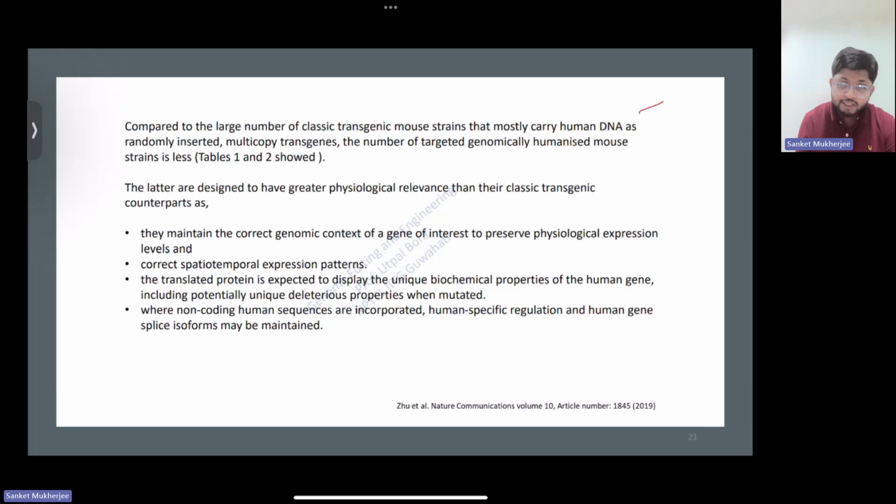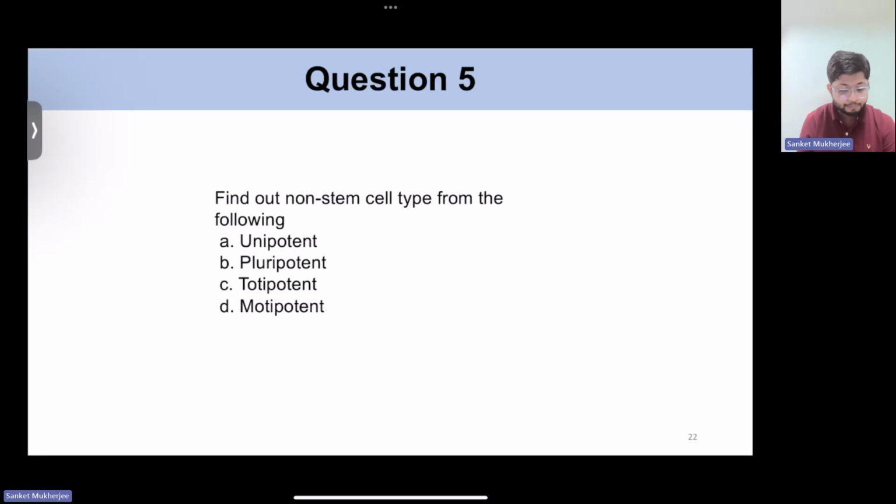Correct spatiotemporal expression patterns. The translated protein is expected to display the unique biochemical properties of the human gene, including potentially unique deleterious properties when mutated. Where non-coding human sequences are incorporated, human-specific regulation and human gene splice isoforms may be maintained.